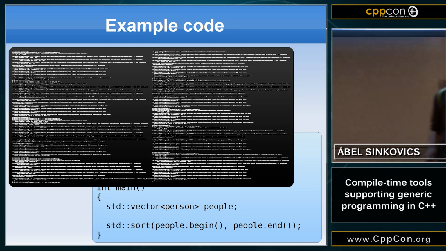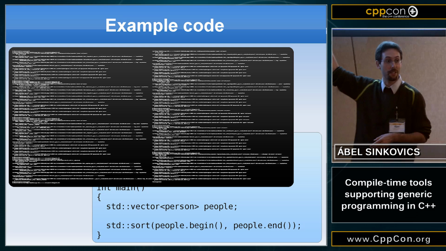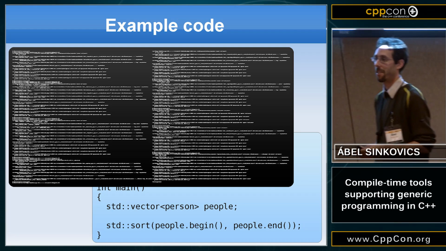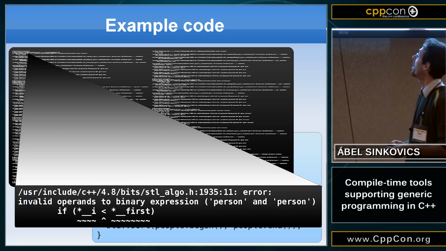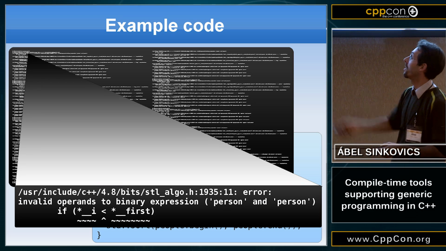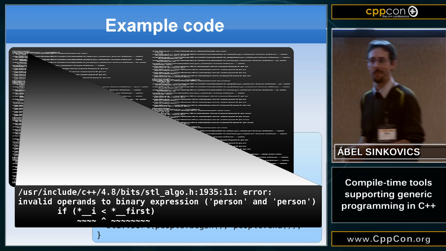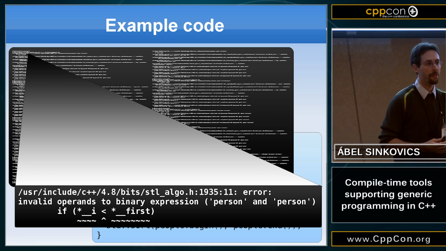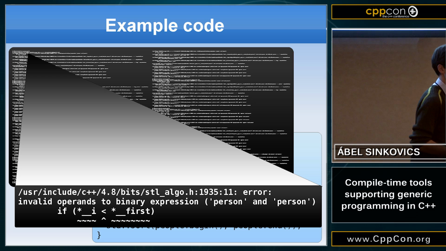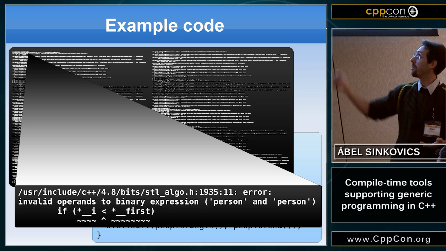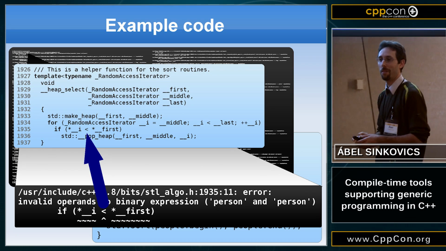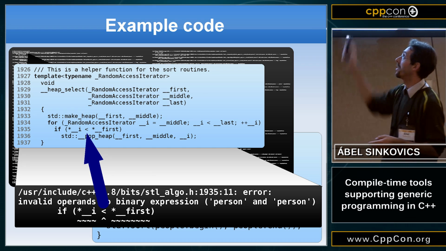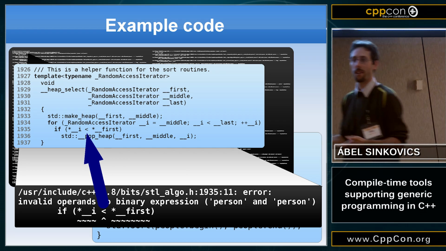This is what you get from GCC. It is GCC 4.8, so it's a relatively recent compiler, and it is this long. And of course, the answer to the question is there. You might want to understand how it got there, basically. Of course, concepts are coming which will lead to better error messages, but even then, or until then, you need to understand how it got there.